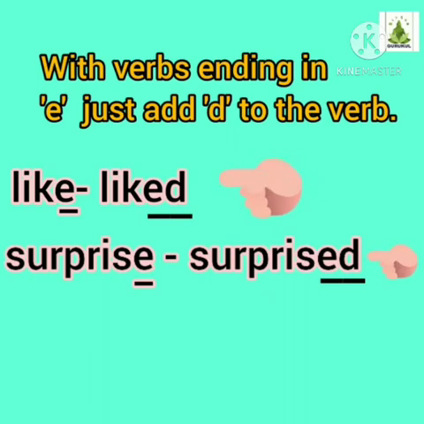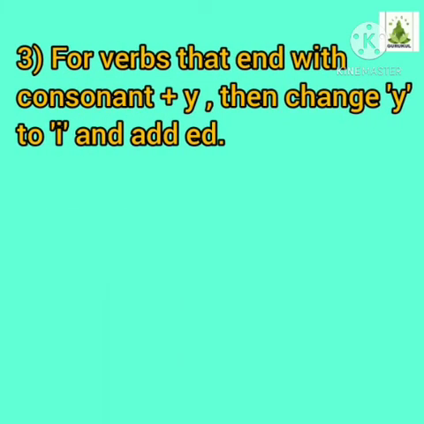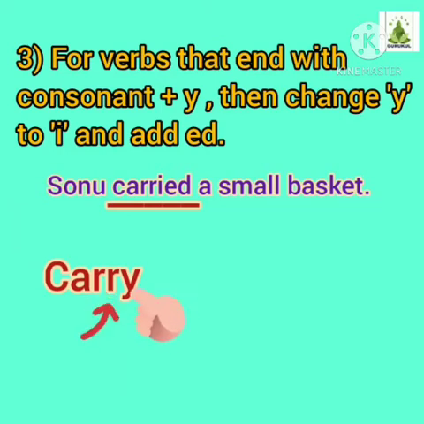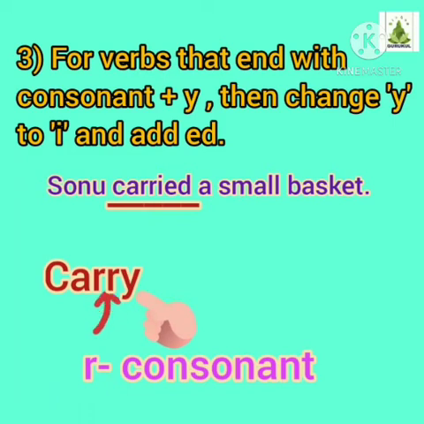Surprise, surprised. Third rule, for verbs that end with consonant plus Y, change Y to I and add ed. For example, Sonu carried a small basket. Can you guess the verb from this sentence? Very good. Carried. The base form of carried is carry. Here, the verb carry ends with Y and before it has R as a consonant. So we have changed Y to I and added ed.